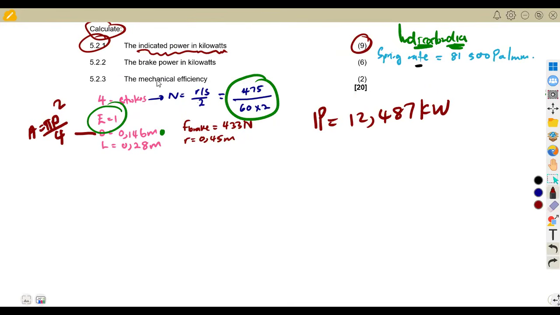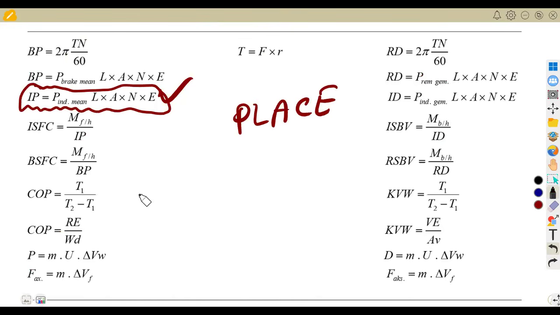We have to calculate it later on. So we are going to use the normal formula for the brake power. And what is the normal formula for the brake power? Let us get to our formula sheet. Remember, there are two formulas there that I talked about.